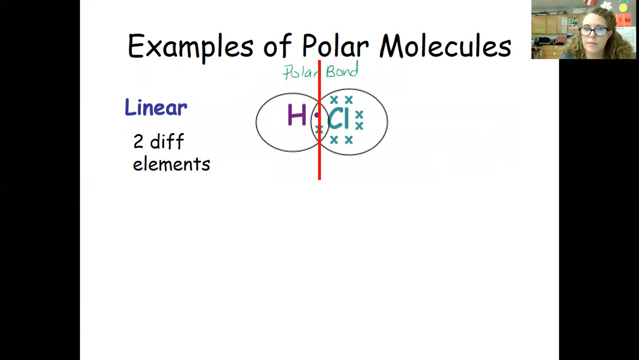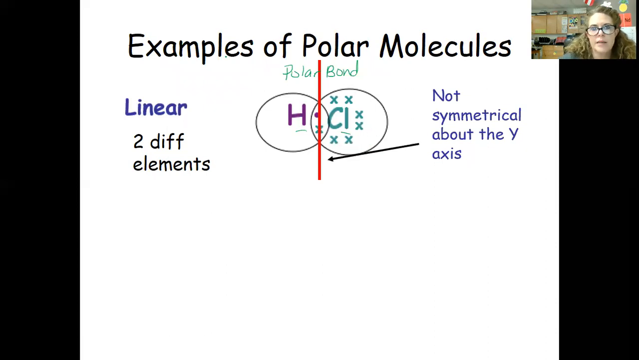Now let's look at our symmetry between them. So if I draw this line of symmetry, I have a hydrogen on one side and a chlorine on the other side. This is not symmetrical. This is asymmetrical. So it's not symmetrical. So this is going to be a polar molecule made up of a polar bond. So that would be our linear example of a polar molecule made up of polar bonds.